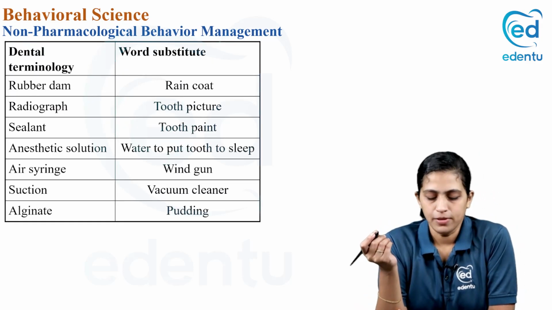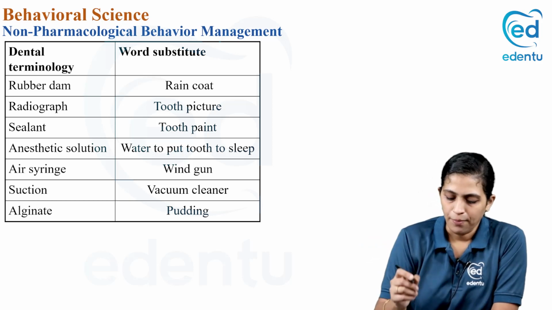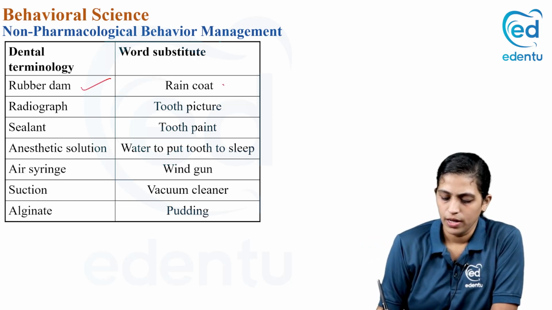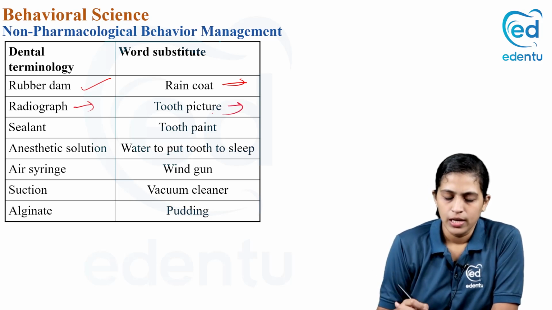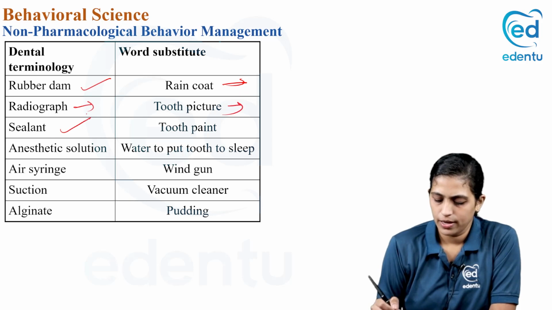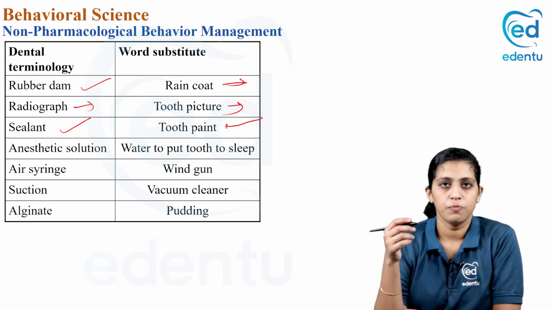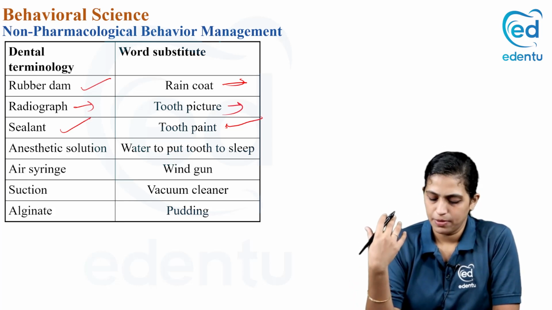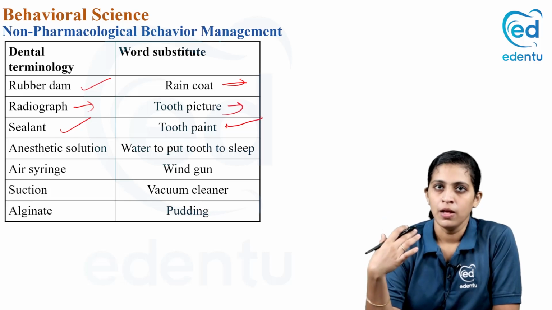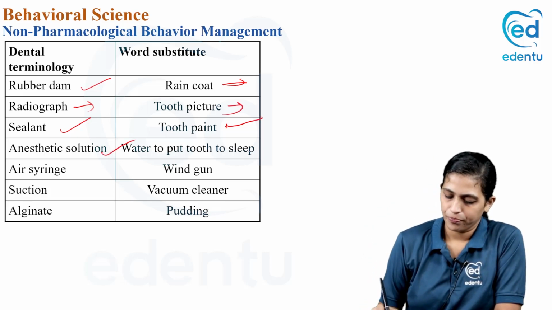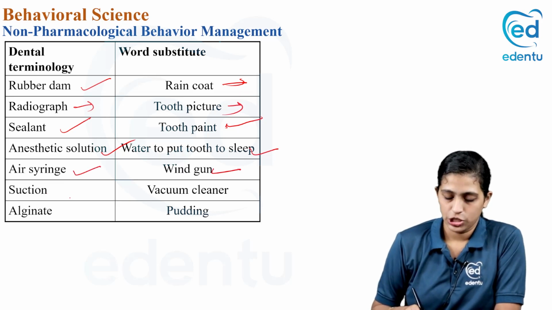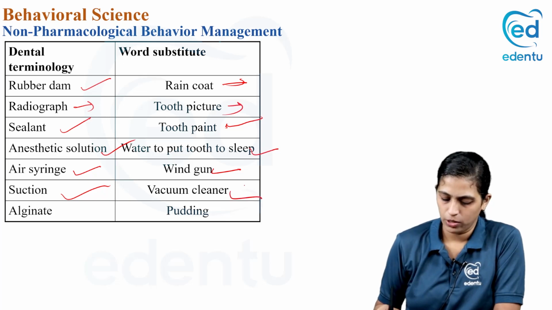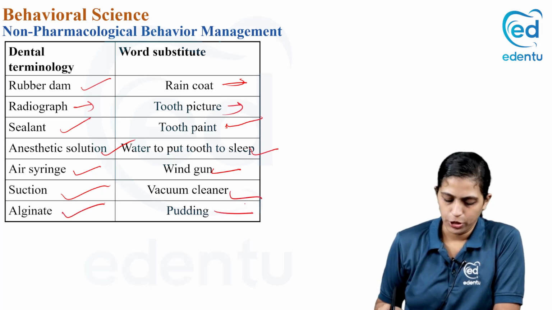So here are some examples. First is rubber dam. We can substitute it with the word raincoat. Then radiograph, we can call it tooth picture. Sealant, we can describe to the child as tooth paint. Anesthetic solution, or the process of giving LA, we can describe as the water that puts the tooth to sleep, or putting the tooth to sleep. Next is air syringe. We can call it wind gun. Suction, we can call vacuum cleaner. And alginate as pudding.